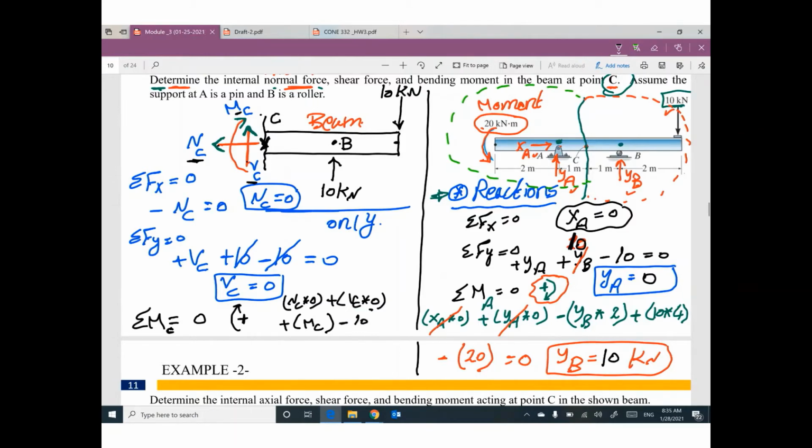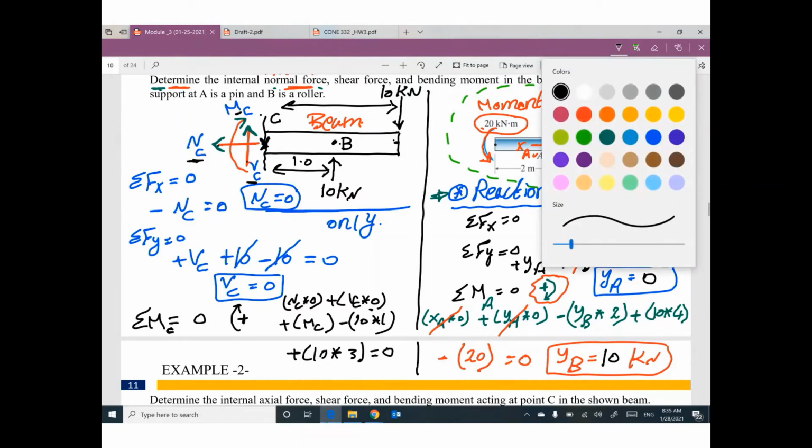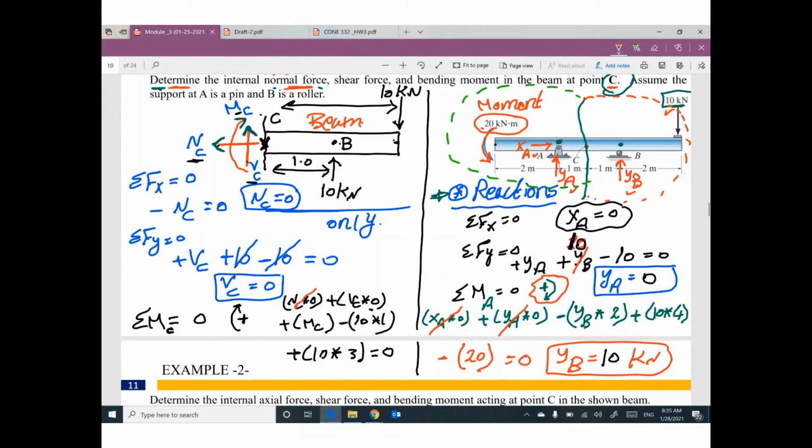Negative 10, this 10 times this horizontal distance equals 1 meter, times 1. And we have another 10 times the total distance plus 10 times the horizontal distance will be 3, equals 0. This term will be cancelled, this one will be cancelled. The only unknown in this equation is MC. Your value will be negative 20 kilonewton meter.